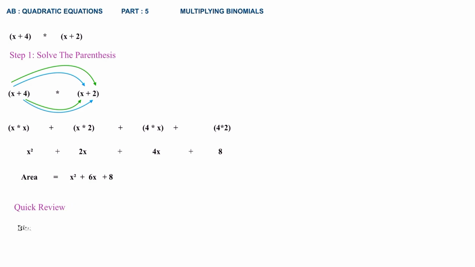So a quick review. Binomial is a polynomial with two terms. For example, x plus 8 and x minus 9.